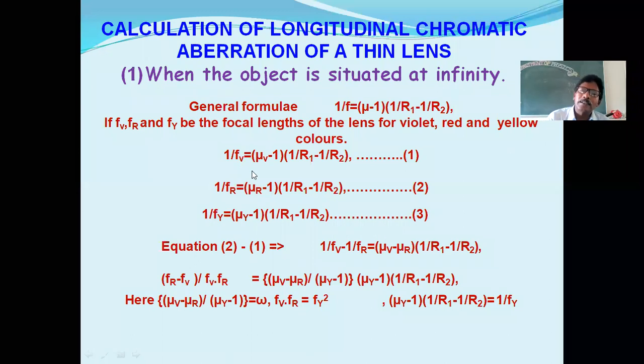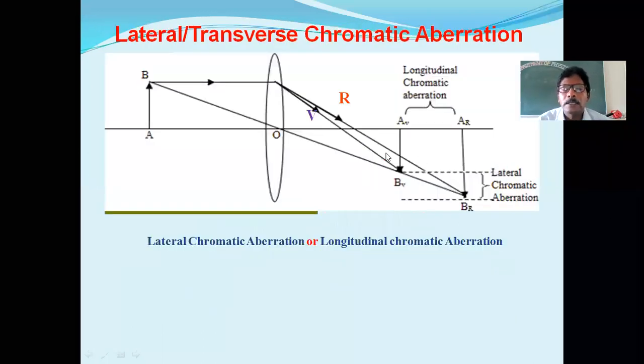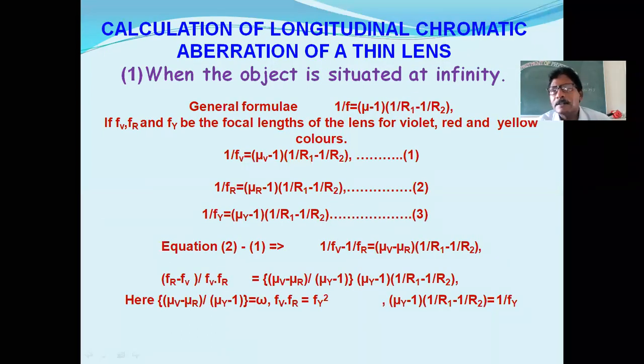What is Fv? It is the focal length of the lens for violet color rays. See here, this is the focus of violet color rays. So the distance between O and this point is the focal length of the lens for violet color rays, and the distance between O and this point is the focal length of the lens for red color rays. So in this way, the same convex lens has various focal lengths, because the focal length is not constant and it depends upon the color of light incident on its surface. This became a problem for us.